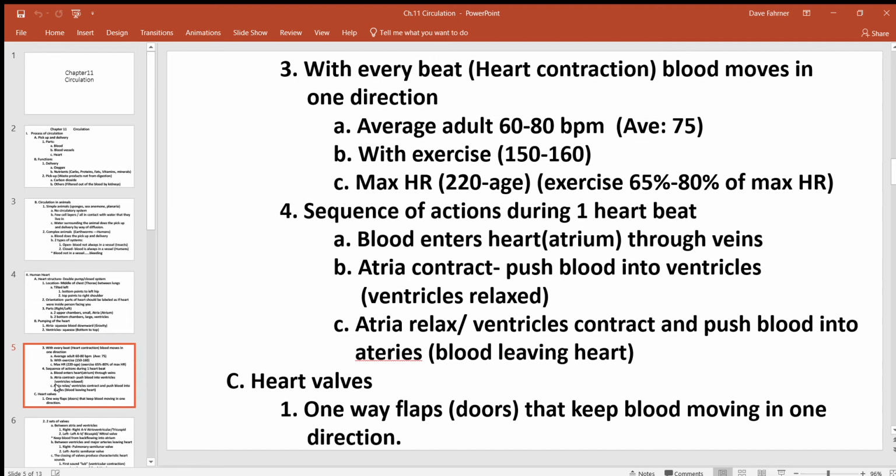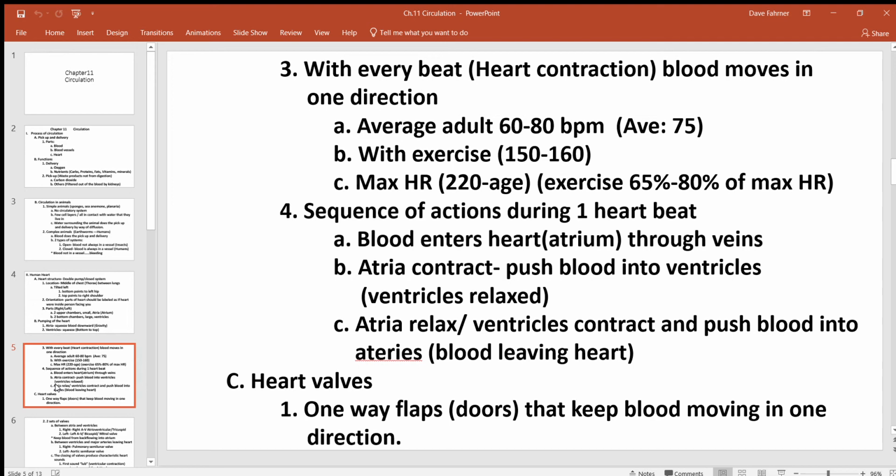The blood comes in through the veins, the atria contract, and they push blood into the ventricles, and the ventricles at this time are relaxed. And then as the atria relax, the ventricles contract, and they push blood into the main arteries that are leaving the heart. On the right side of the heart, it would be the pulmonary trunk, or otherwise called the pulmonary artery, and on the left side, it would be the aorta, which is the largest artery of the body.